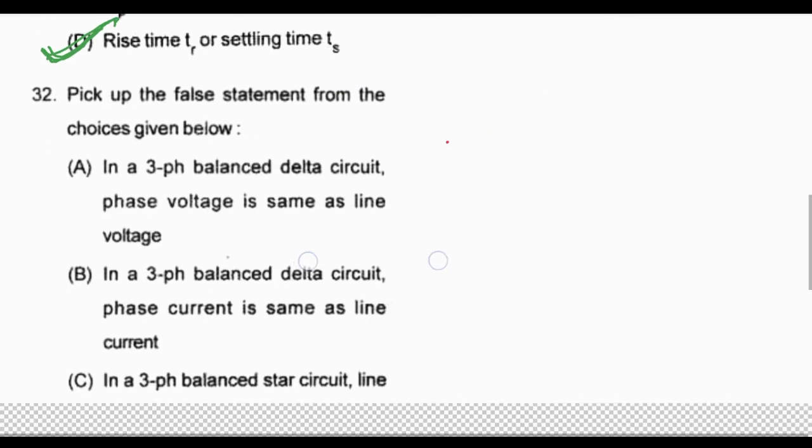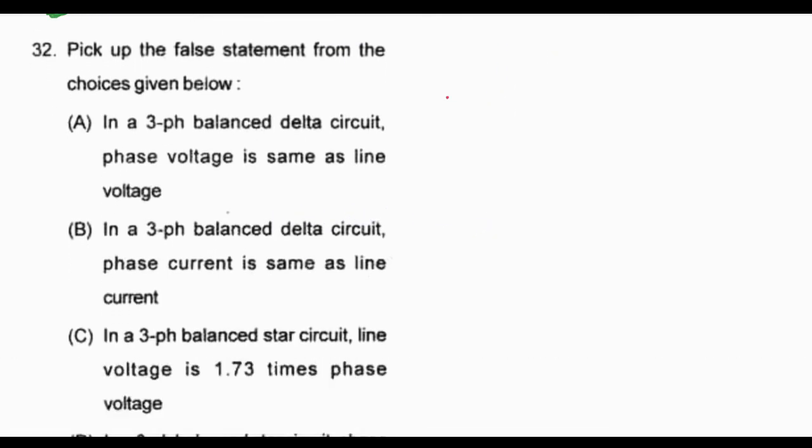Next question is, pick up the false statement from the choices given below. Option B: in a three-phase balanced delta circuit, phase current is the same as line current. This is false, so the answer is this one, because in the first option, in a three-phase balanced delta circuit, phase voltage is always equal to the line voltage. This is correct.